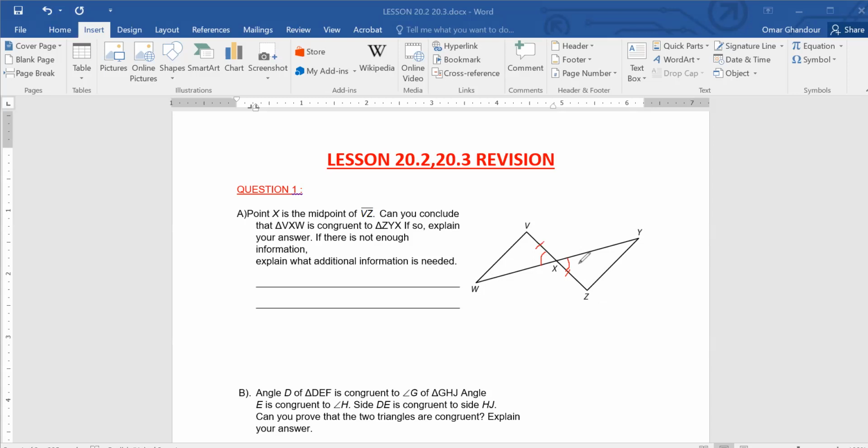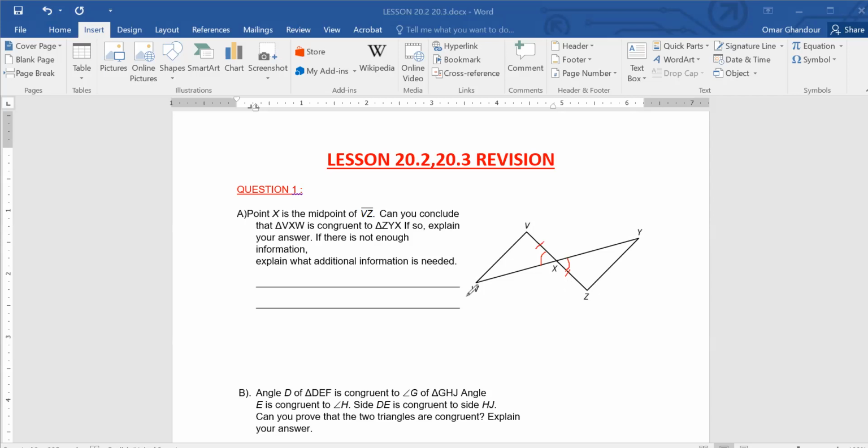Do we know anything else? Actually, no. Do not tell me, teacher, XW is equal to XY. Did it tell you here that X is the midpoint of WY? It didn't. So do we have enough information to say that these two triangles are congruent? We don't have enough information. It asks what additional information is needed. For example, using SAS, if it told me that X is the midpoint, we could say that this side is equal to this side, so SAS. Using the SAS theorem, we can say that these two triangles are congruent.